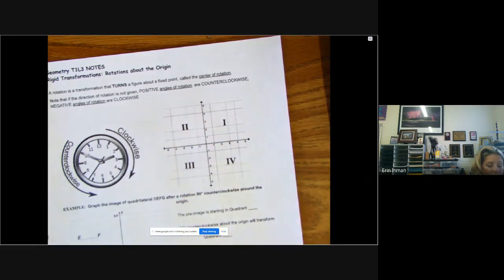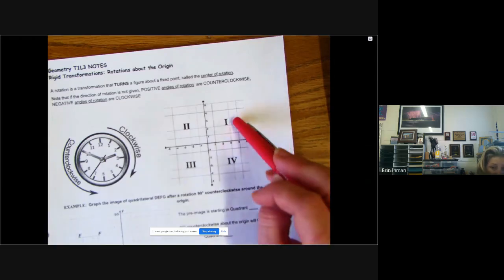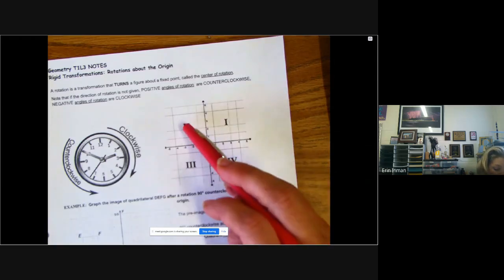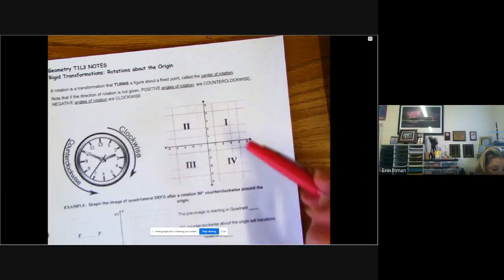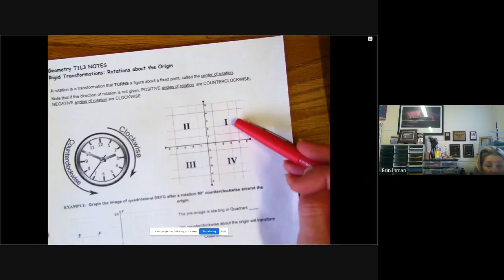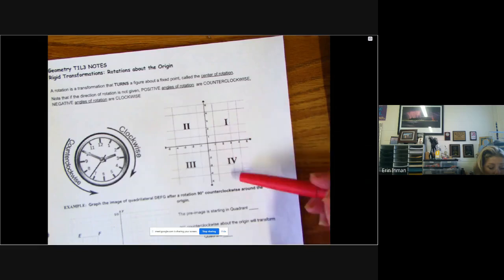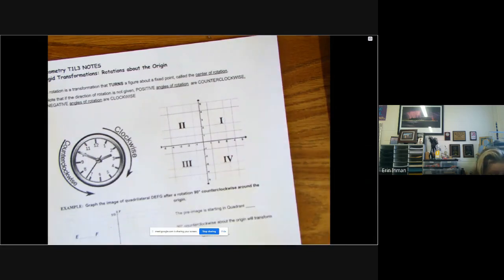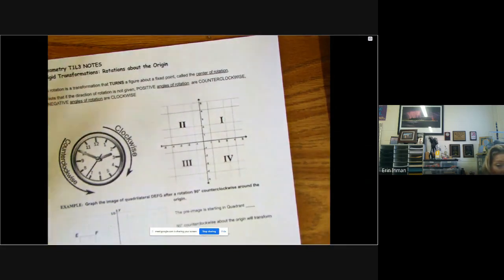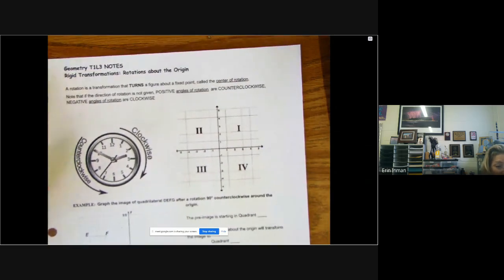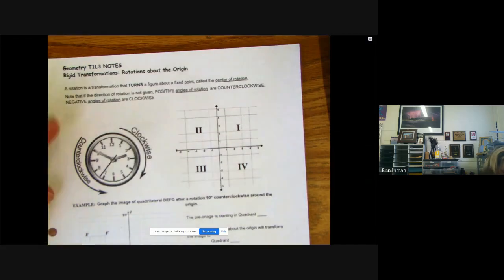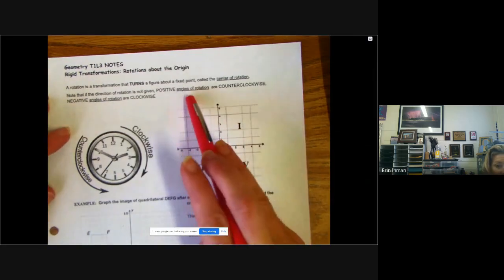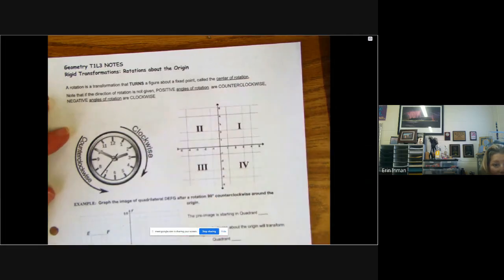So if I say 90 degrees counterclockwise, starting in quadrant 1, 90 degrees is one quadrant, so I'm in quadrant 2. If I'm starting from quadrant 1 and I say 90 degrees clockwise, I go from 1 to 4. So that's just thinking about the direction. In geometry, there might be times where they don't specifically say counterclockwise or clockwise. If they just say an object rotates 90 degrees about the origin, and they didn't tell you which way, we always assume that positive angles are counterclockwise and negative angles are clockwise.